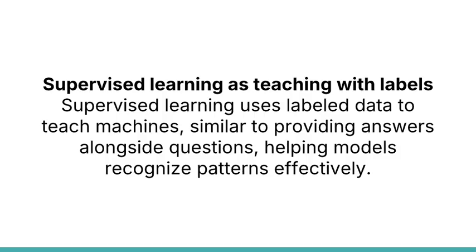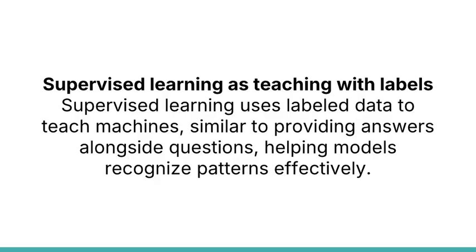Supervised learning is a fundamental type of machine learning where the algorithm learns from a data set that includes both the inputs and the correct outputs, what we call labels. So the labels are like the teacher's notes that tell the machine this input corresponds to this correct answer. Without those, the machine would be learning in the dark.